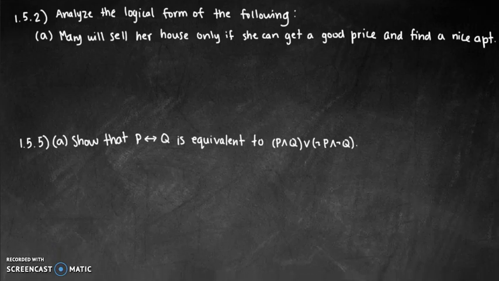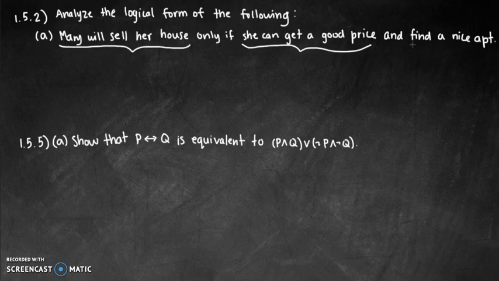Analyze the logical form of the following. Mary will sell her house only if she can get a good price and find a nice apartment. So when they say analyze the logical form of the following, you kind of want to translate it into logical connectives and symbols and stuff like that. So you might think that this part will be the antecedent and these two parts are going to be the consequent.